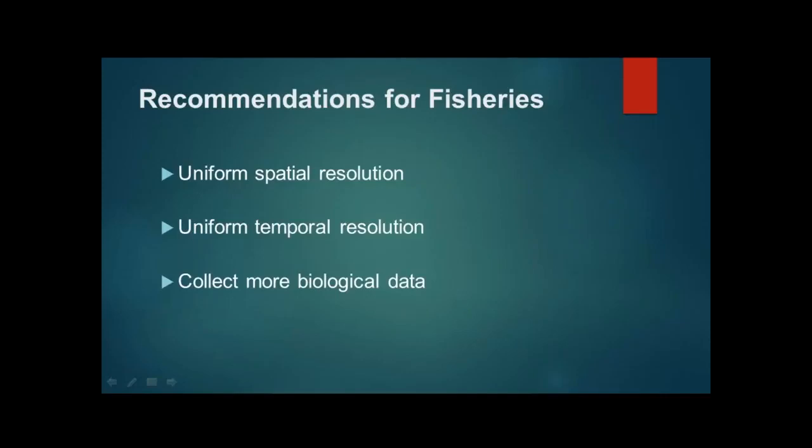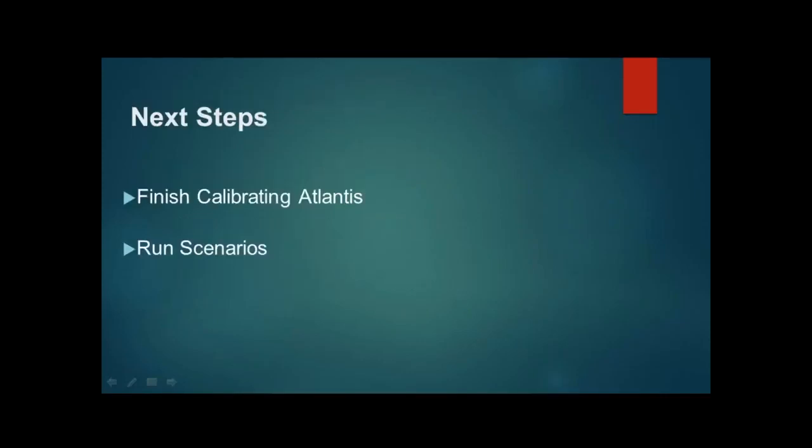And so with that in mind, the next steps for the project would be to finish calibrating Atlantis. I've also done a lot of the calibration already, but it's a very detailed model. It requires a lot of parameters. It's about 18,000 parameters that need to be changed. I think we're almost done, but more work needs to be done. Once that's finished, we're going to run the model with the different scenarios and answer the question, how might the introduction of invasive species like the Asian carp influence the fisheries in Lake Erie?